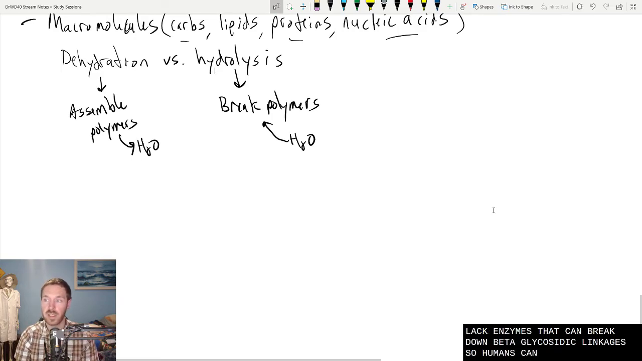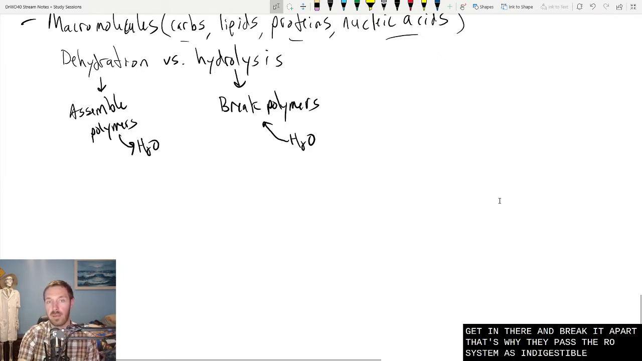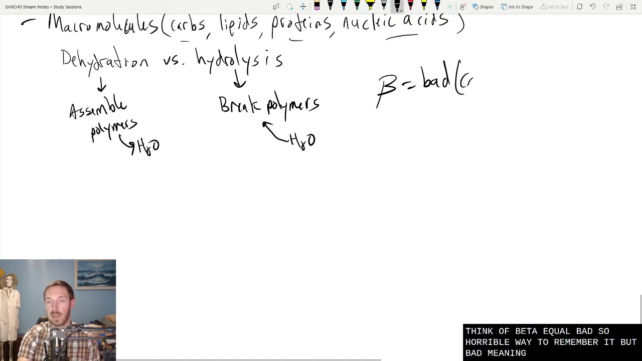So humans can digest starch, but not cellulose, because humans have the enzymes that can hydrolyze the alpha glycosidic linkages of starch, but the beta glycosidic linkages of cellulose cannot be digested because of how they form over each other. Then amylase cannot get in there and break it apart. So that's why they pass through our system as undigestible fiber. So think of beta equal bad. It's a horrible way to remember it, but bad meaning can't digest.